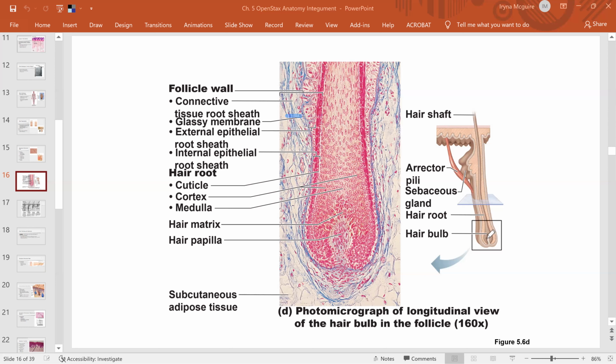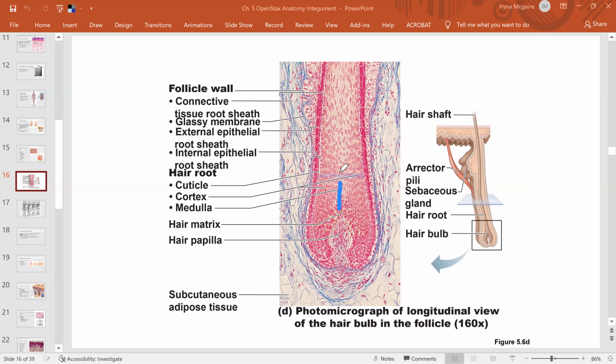Now, this white part of the follicle is called the hair bulb, right? Now this little nipple over here is called the hair papilla, and this is connective tissue as well. Following the hair papilla is the hair matrix, and in the hair matrix we have cells that divide and produce keratin. Now this is your hair, right?